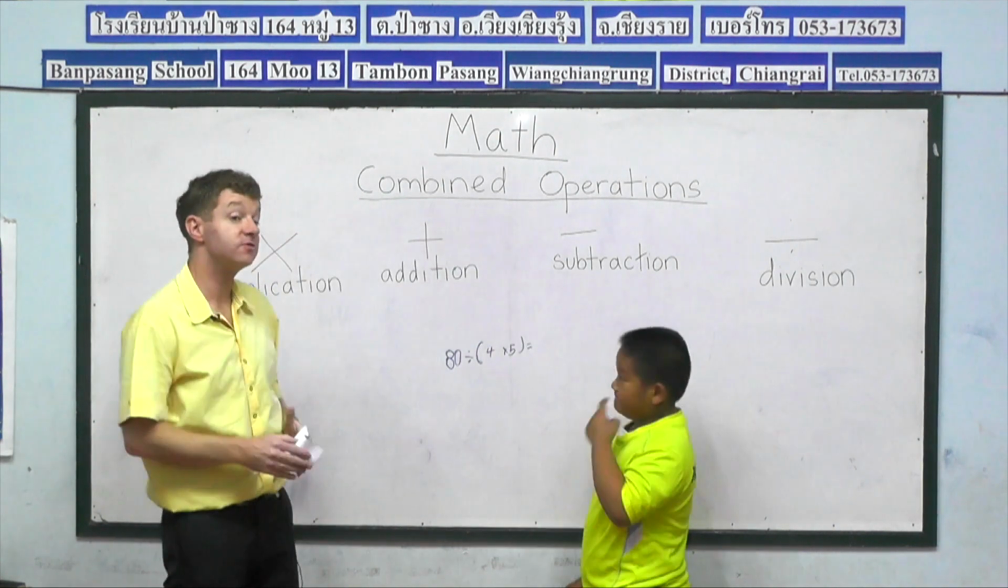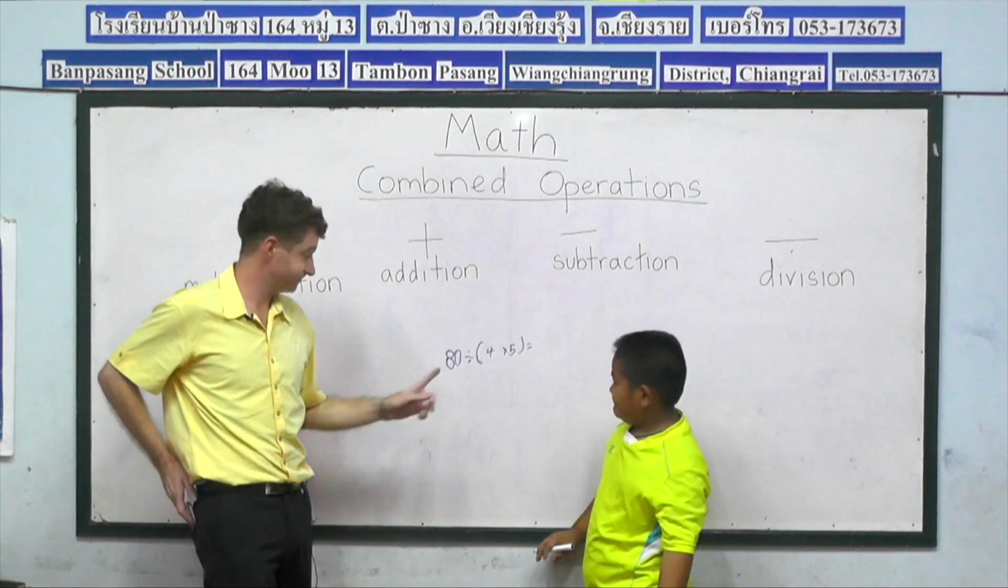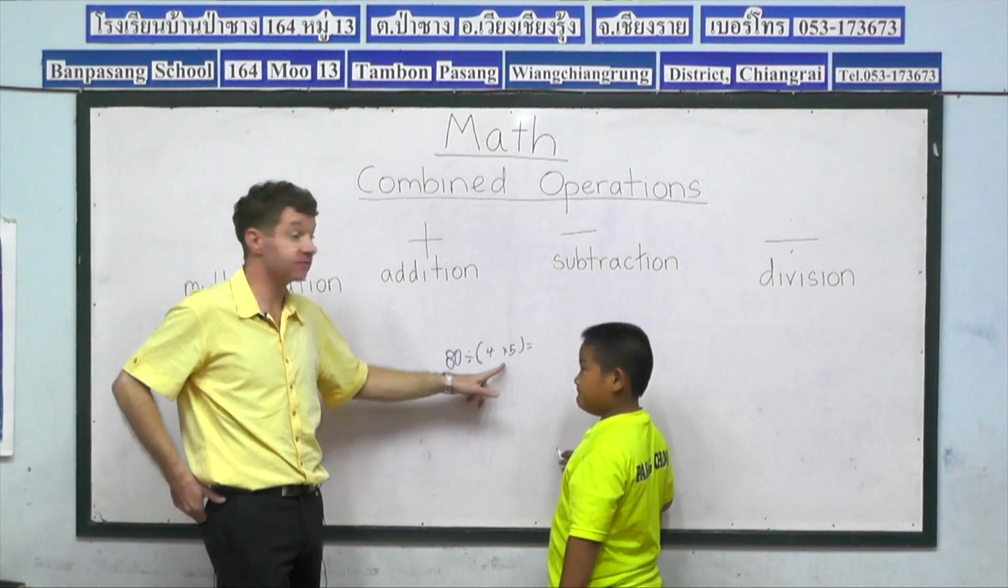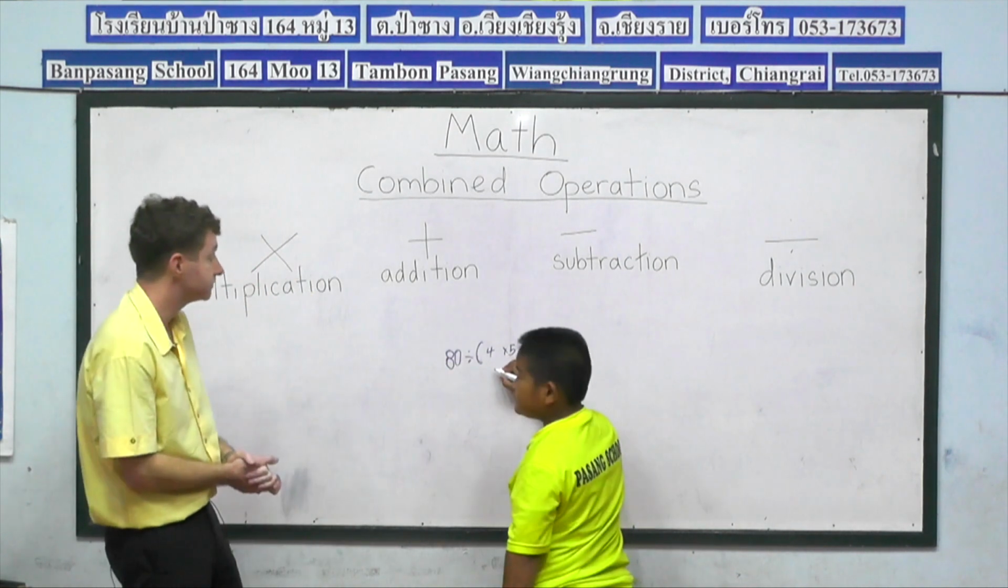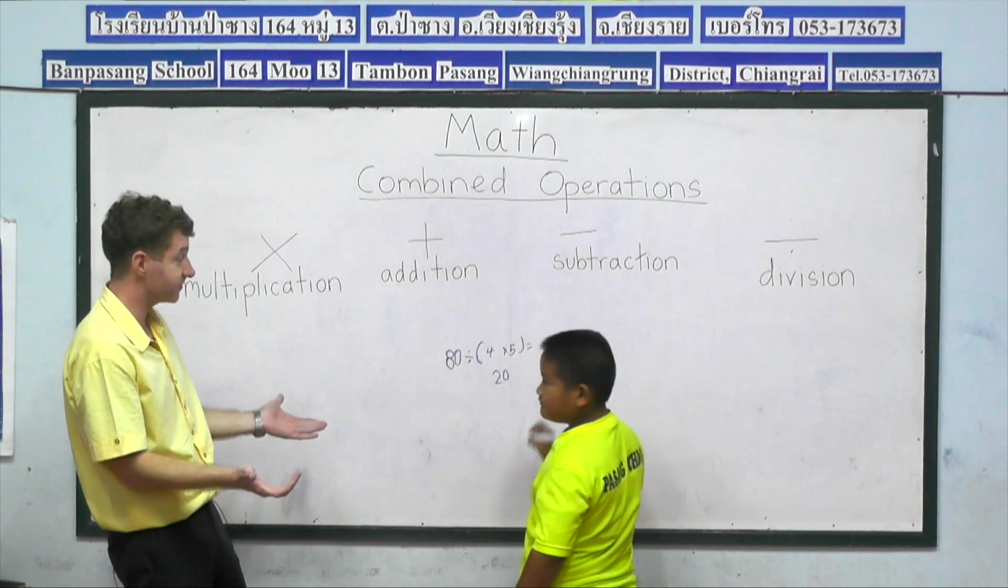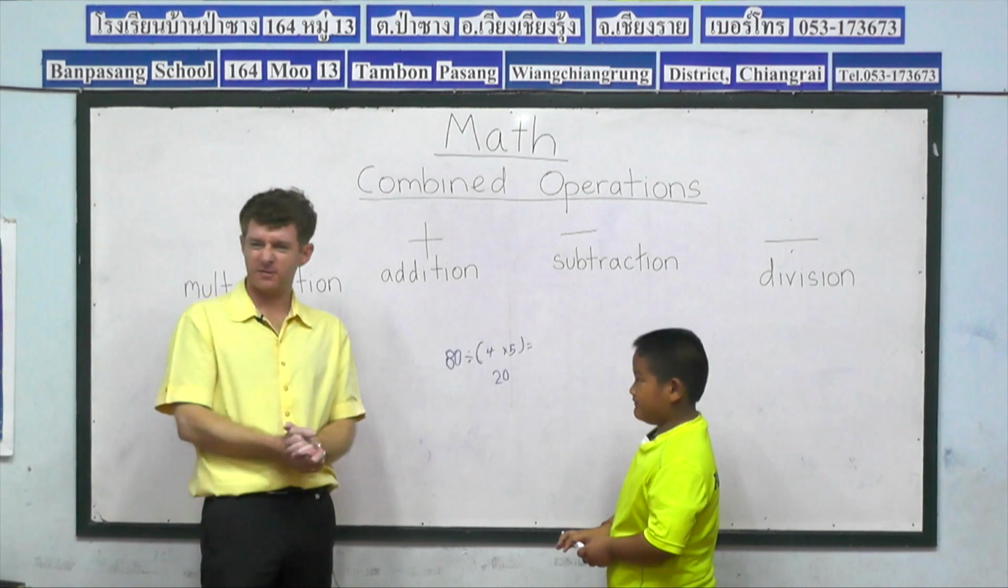So, where do we start, guys? 4 times 5 equals 20. Always start in the brackets. So 4 times 5 equals 20. Excellent, Net. Perfect. Are we finished? No.